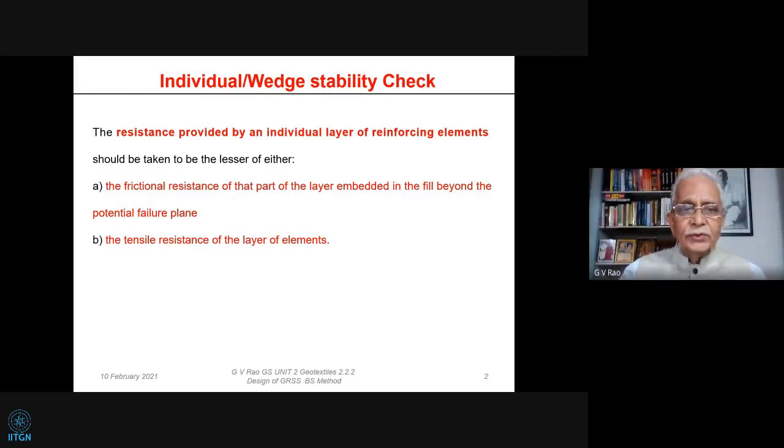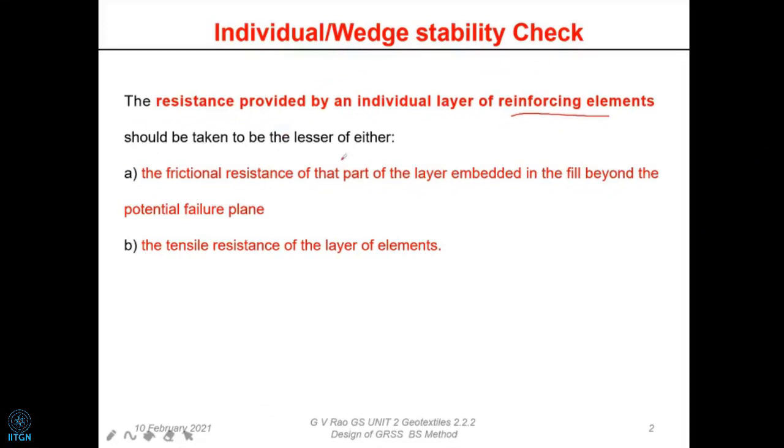So what we have done is, in principle, the resistance provided by an individual layer of reinforcing elements, this is the main thing we have to avoid, is it not? It should be taken to be the lesser of either the friction resistance of that part of the layer embedded in the fill beyond the potential failure plane. So what is the issue?